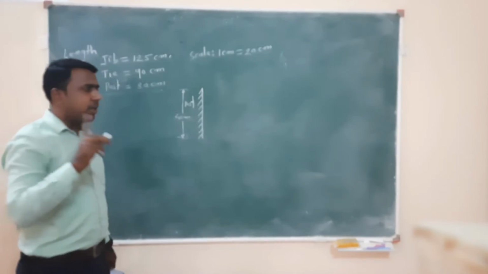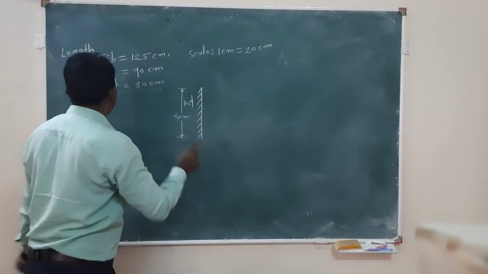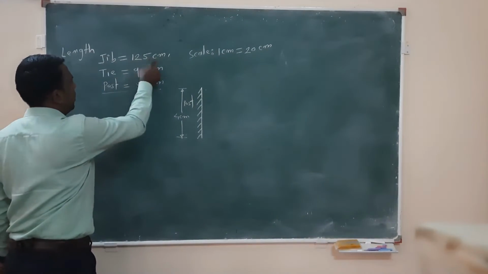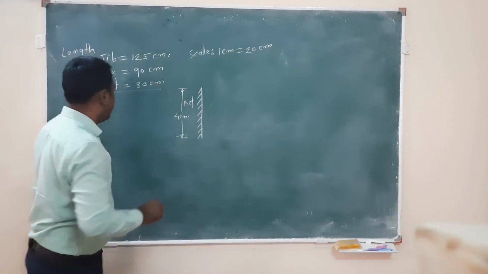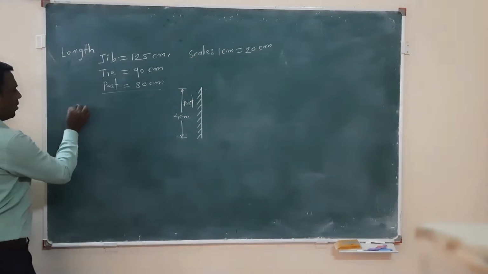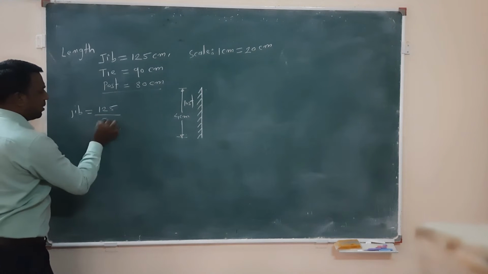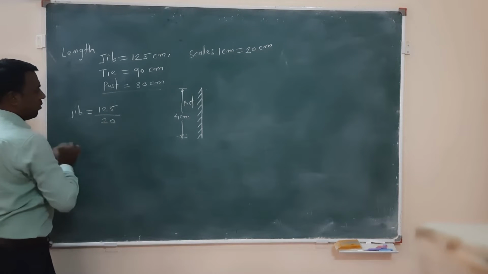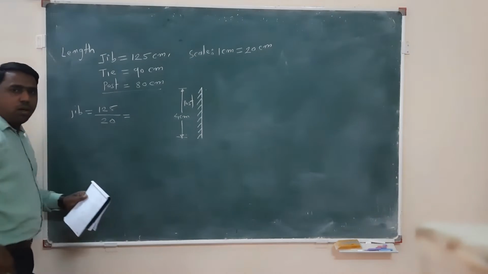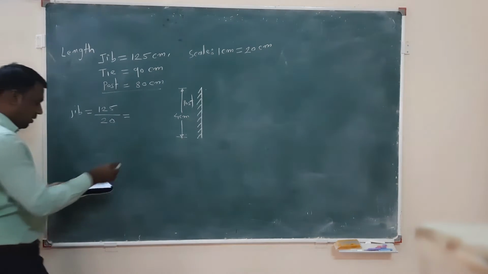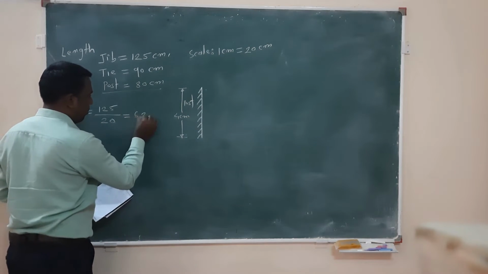Then the second member you have to draw. The second member is jib. So length of the jib is given. So length of the jib is 125 centimeters. So convert that 125 centimeters into the scale. So 125 divided by 20 is given as 6.25.